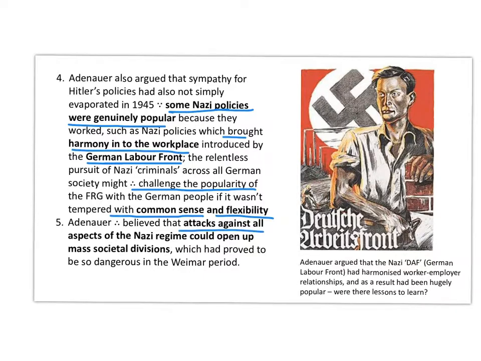Adenauer also believed that attacks against every aspect of the Nazi regime would open up old wounds. It would create divisions. And he said, we've got a responsibility to heal Germany and move on. If we simply allow these old wounds to reopen, then we're going to get a divided country. And what was wrong with Germany in the 1920s? Germany was divided. That was not good. It opened the way for the Nazis to take power. So we've got to temper this with common sense. We've got to focus on unity and moving on, so that democracy will survive in the long term.